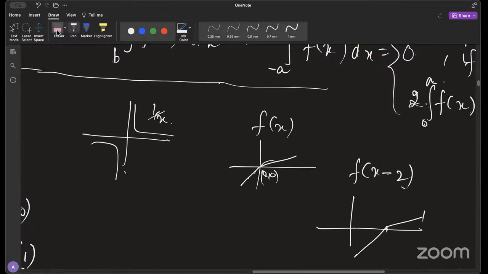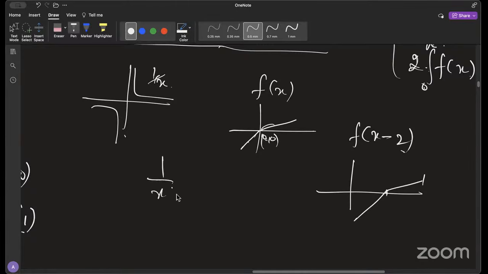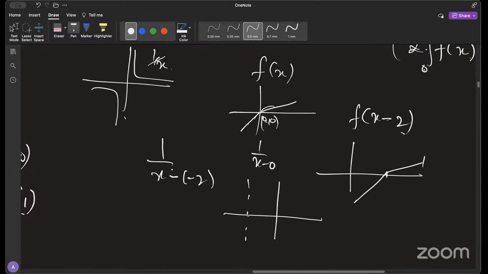We've discussed this shifting of origin a lot of times before, right? Does anyone have a doubt in how we shift the origins? So if you have 1 by x plus 2, that means x minus of minus 2. So 1 by x looks like this, and 1 by x minus of minus 2 should look like this. This is x equals minus 2, and your graph is going to look like this.